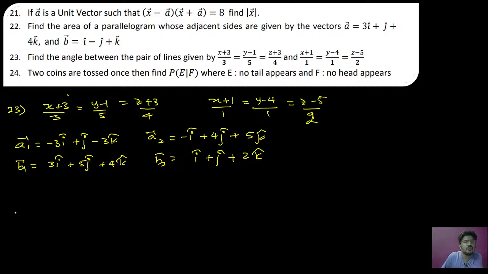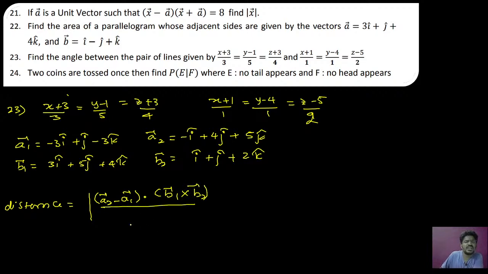Now we have to go for the formula. Distance is equal to mod of vector a2 minus vector a1 dot vector b1 cross vector b2 divided by mod of b1 cross b2. So this is the formula for distance between two lines. You can just go through it, so that we can get the correct answer. Clear?